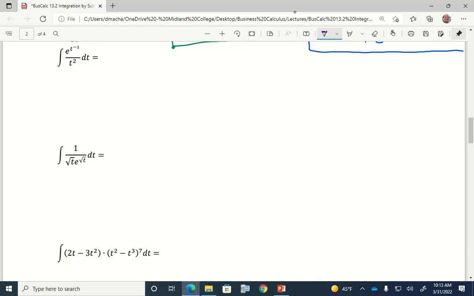My next example says e to the power t to the power -1 divided by t squared. What should I choose for u? T to the negative 1. Okay, I like that choice. I like u is equal to t to the negative 1 power. So then du dt, what will that derivative be?